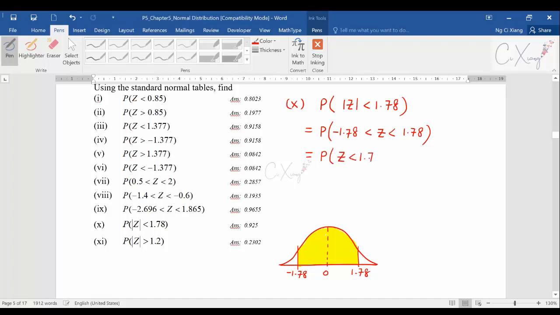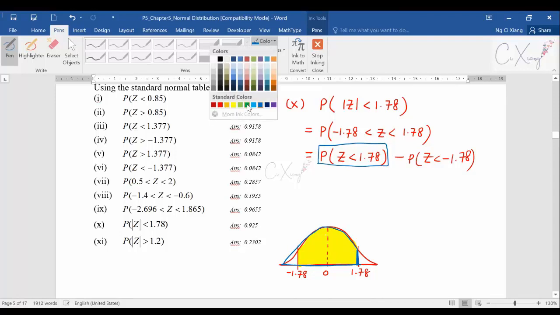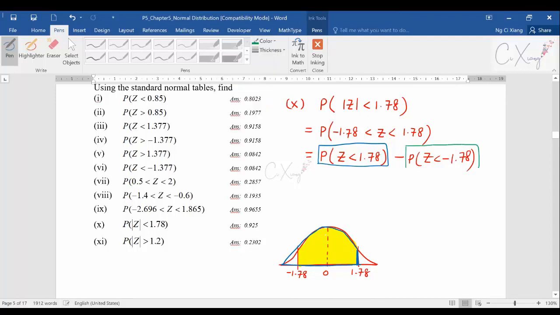Z smaller than 1.78 minus z smaller than negative 1.78. If you can't see clearly, I will use color to denote it for you. Z smaller than 1.78 is where? This area, from 1.78 and then this whole area. Then they take minus the green color part, smaller than negative 1.78, so negative 1.78 is this green color area. So blue color minus green color, you get the highlighted area.